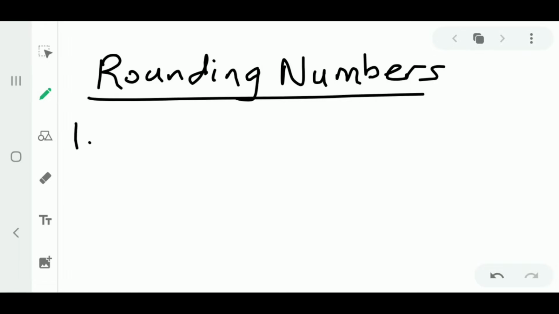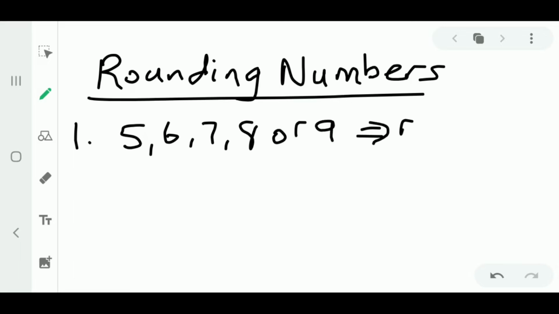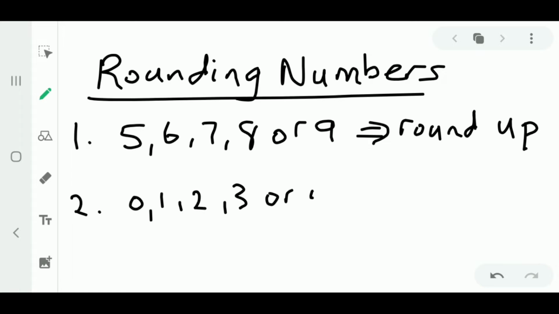The first rule is if the number you are rounding is followed by 5, 6, 7, 8, or 9, you round up. If the number you are rounding is followed by 0, 1, 2, 3, or 4, you round down.